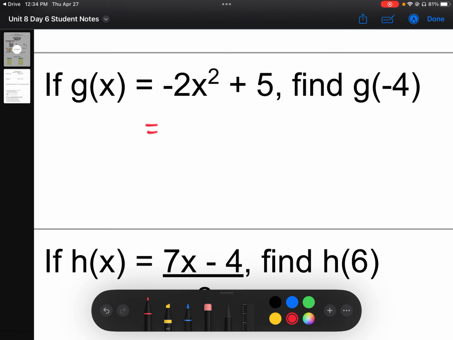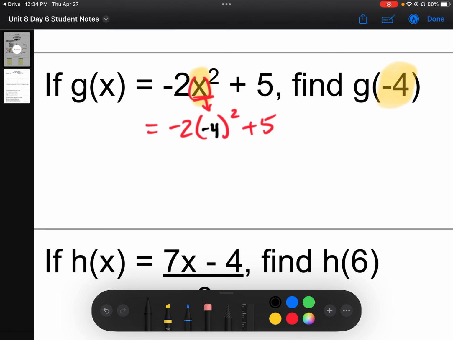Okay, I'm finding g of negative 4. So I'm plugging negative 4 into these parentheses. x, I'm going to put parentheses around that and plug in whatever number. I'm replacing that with negative 4. You can plug this whole thing into your calculator. Negative 2 parentheses, negative 4 close parentheses squared plus 5. And I got negative 27.